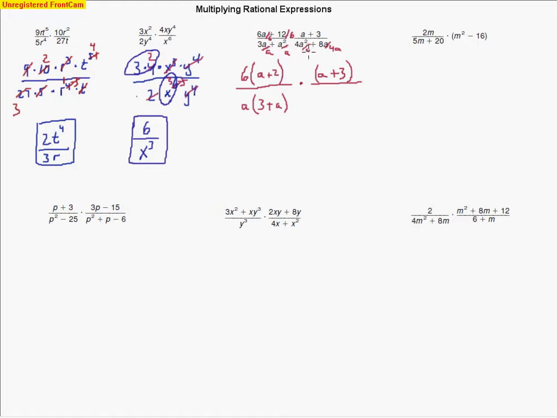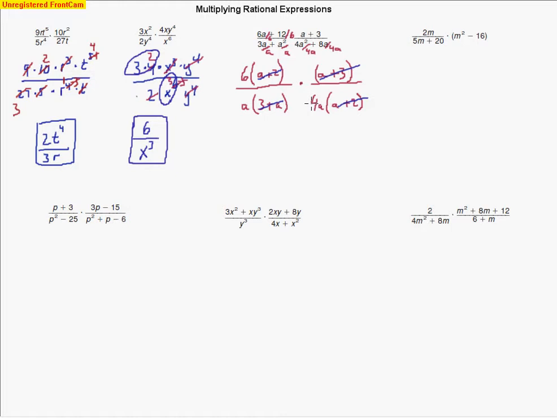So I'm going to pull out a 4a. So 4a goes on the outside of a parenthesis, do some division, and I've got an a plus 2 left over. So now we can go ahead and do some reducing. So I see the a plus 2's are going to cancel. I see that the 3 plus a can cancel out this a plus 3.